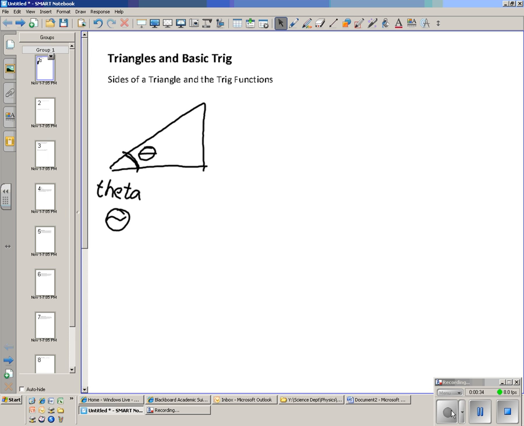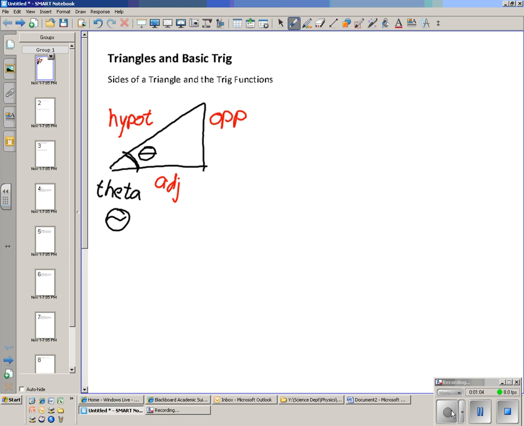Now, looking at the sides of the triangle, we know them pretty well already, or at least we should know this one. The hypotenuse is the longest side of the triangle, and of course this only applies to right triangles. That's the hypotenuse, and then across from the angle theta is the opposite, or opposite of the angle theta is the opposite one. And then next to it is adjacent, and adjacent means next to or touching.